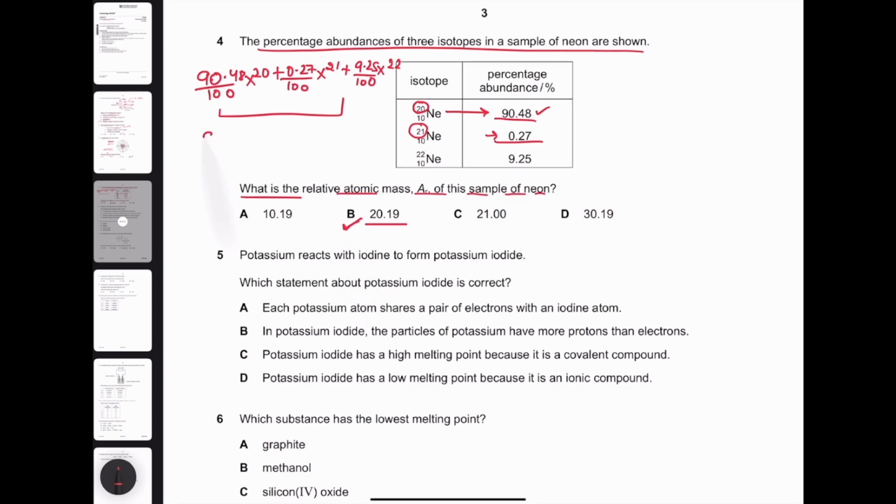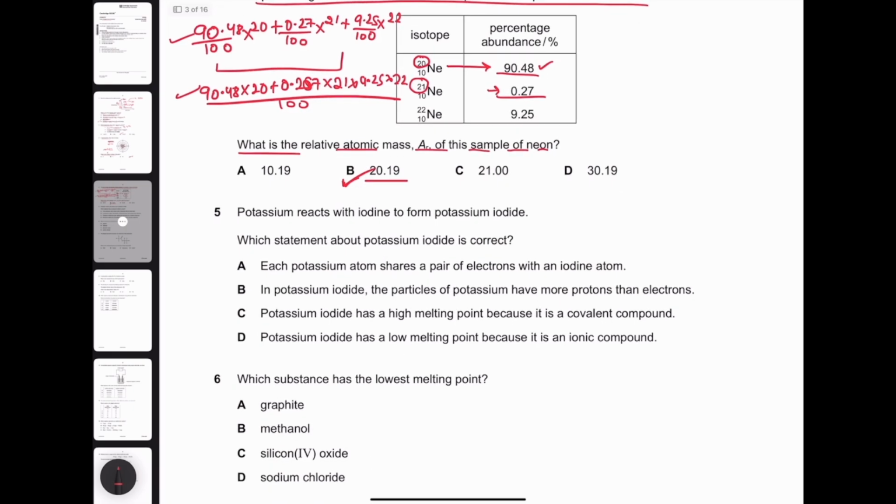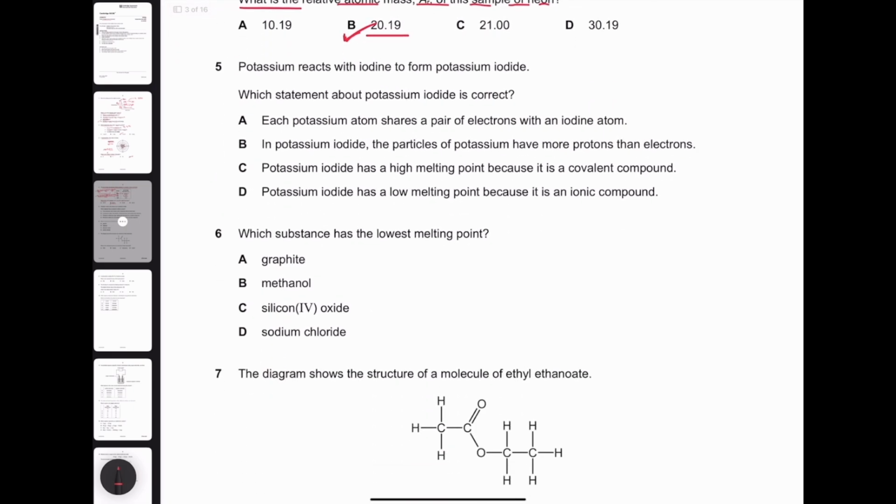Maybe your teachers might have taught you this way, that you just multiply the percentage abundance with the mass and add all of them and then divide by 100. That is also the same method. It's just maths only. All right. 100 will be common. So it's the same way. You do it like this or do it like this. Answer will be B.